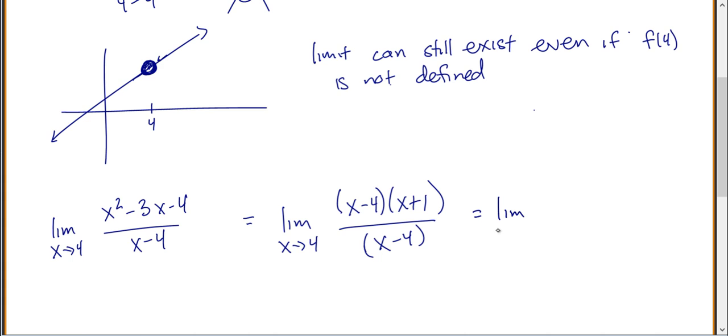So now we're trying to take the limit as x approaches 4 of just x plus 1. And that's very simple. At this point, let's plug the 4 in again. So we'll just have 4 plus 1, which is 5. So even though it wasn't defined right there, it's getting closer and closer to 5, so my limit is still 5.